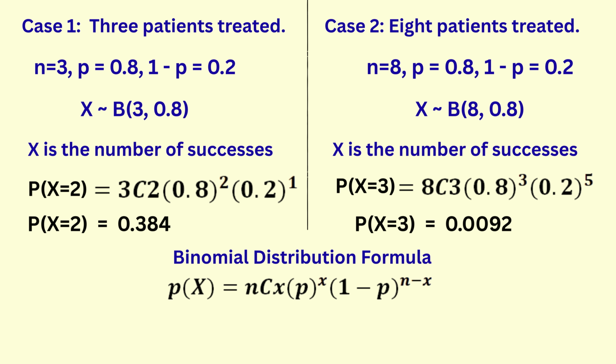This is called the binomial distribution formula. This formula is used to calculate the probability of achieving a specific number of successes in a fixed number of independent trials, where each trial has only 2 possible outcomes, success or failure.